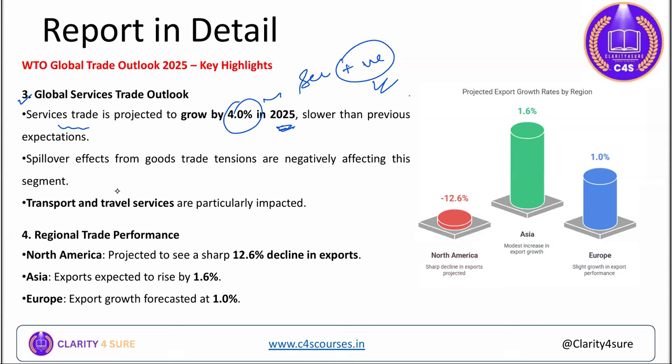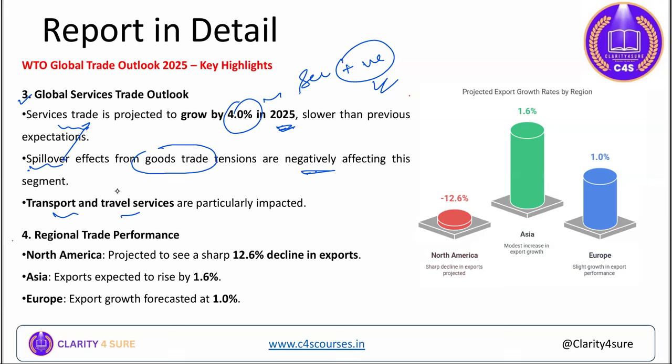All right. Then the second point is spillover effects of the goods. Obviously, whatever the effects that are happening with respect to the goods trade, it will obviously have a spillover effect that is going to affect the service sectors negatively. All right. So it is going to negatively affect the services sectors. Transport and travel services are particularly impacted. So these services are going to get impacted because of this tariff war.